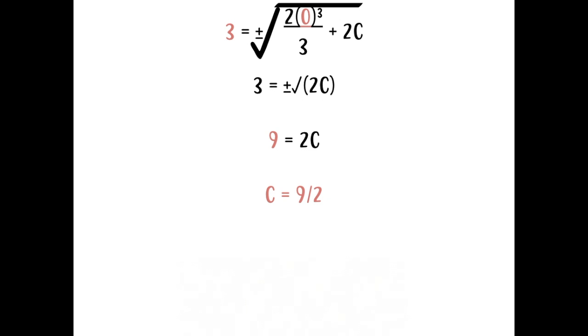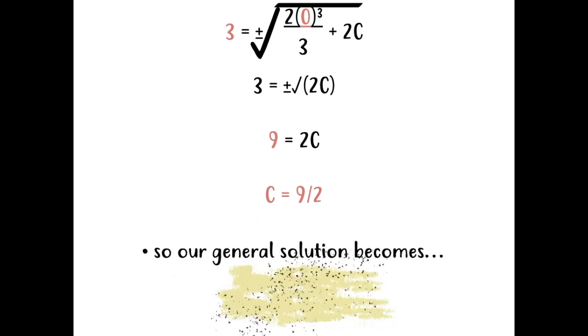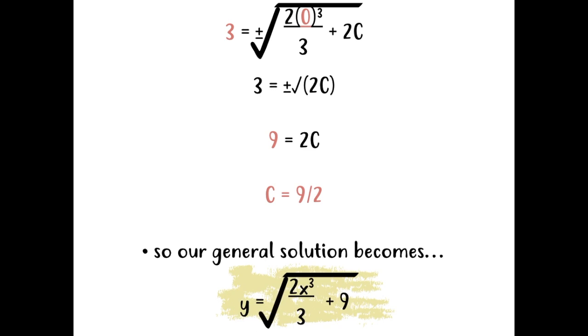So our particular solution becomes y equals the square root of 2x cubed over 3 plus 9. Notice we got rid of the plus or minus sign in front of the square root, but this indicates that the y value will be positive.